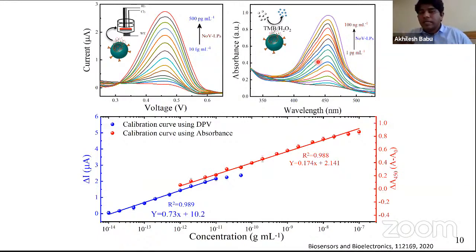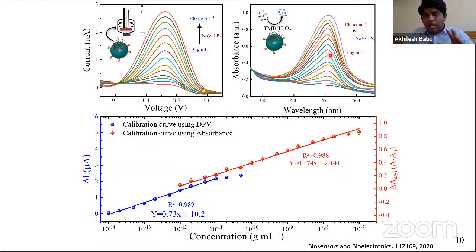So this is the advantage of combining two different methods into one methodology, getting two different signals from one methodology. We can get the dual confirmation, and at the same time, we could also get a wider linear calibration curve. So we can detect the virus more sensitively in this case.